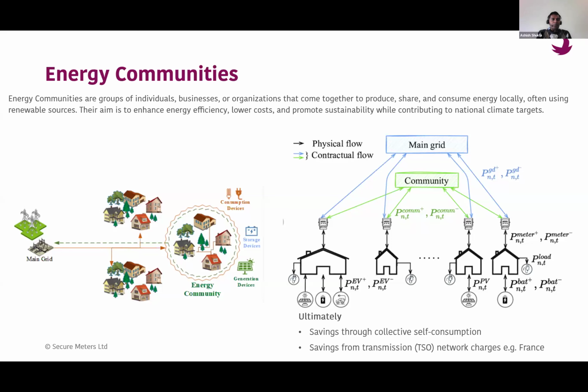If in the middle of the day I have excess solar generation, I should be able to share it with my neighbor. My neighbor, instead of buying from the grid, can utilize my excess solar energy. So overall we are optimizing our cost because together we are sharing. That's why you can see on the right-hand side of the picture the community layer, where we are exchanging and then sharing the price.